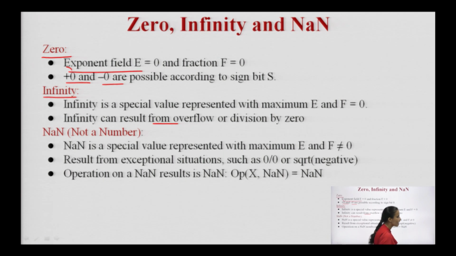Then the third case: how to represent not a number, the special characters? In that case, we have maximum E and f not equal to 0, and it results from exceptional conditions such as 0 by 0, or calculating the square root of negative numbers. Any operation on not a number also results in not a number. That is, when we do any operation on not a number, we will get not a number.